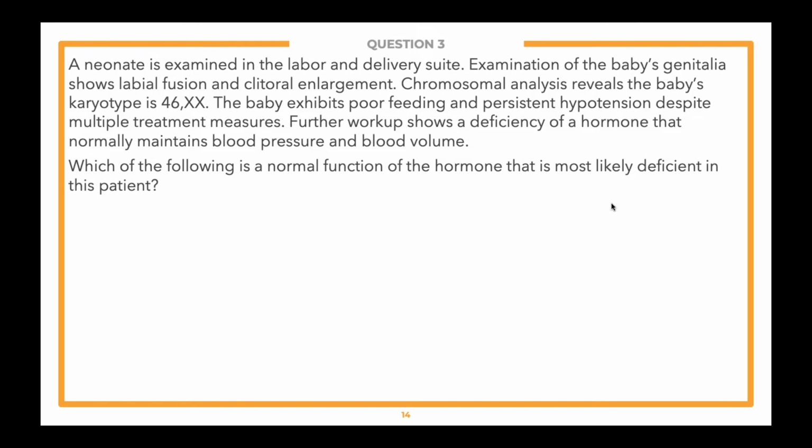All right, let's take a look at that vignette. A neonate is examined in a labor and delivery suite. Examination of the baby's genitalia shows labial fusion and clitoral enlargement. Chromosomal analysis reveals the baby's karyotype is 46XX. The baby exhibits poor feeding and persistent hypotension despite multiple treatment measures. Further workup shows a deficiency of a hormone that normally maintains blood pressure and blood volume. Which of the following is a normal function of the hormone that is most likely deficient in this patient?